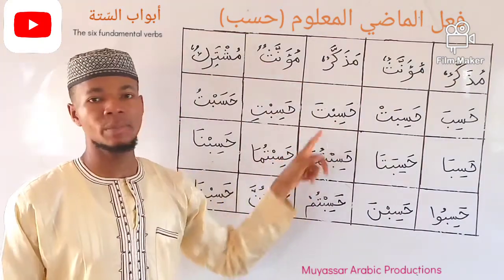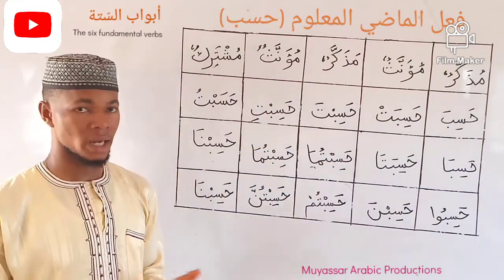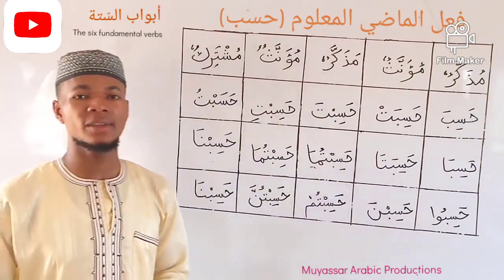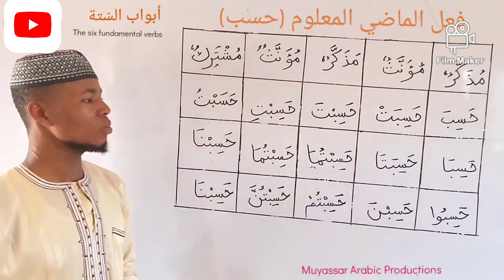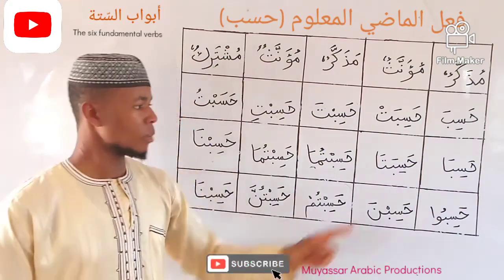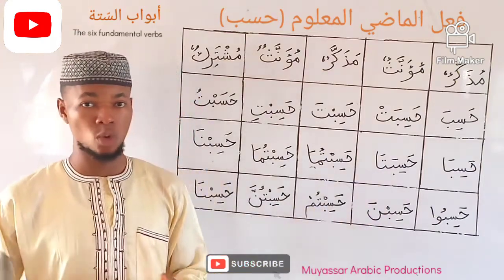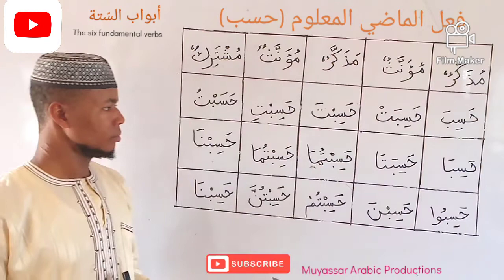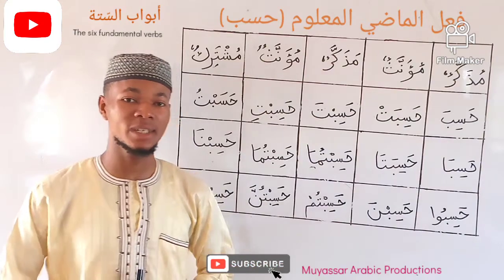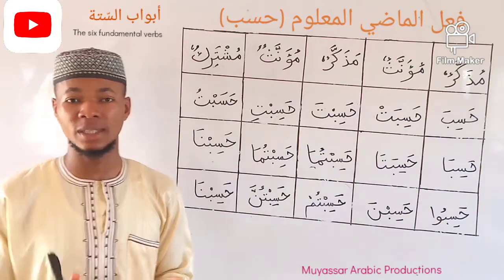Then the next will be husibta, you were counted, masculine gender. Husibti, you were counted, feminine gender. Husibtu, I was counted, for both the masculine gender and the feminine gender. Then the next will be husiba, meaning both of them were counted, for the masculine gender. Then the next will be husibata, meaning both of them were counted, feminine gender. Then the next will be husibtuma, meaning both of you were counted, for the masculine gender. Then husibtuma, both of you were counted, for the feminine gender.